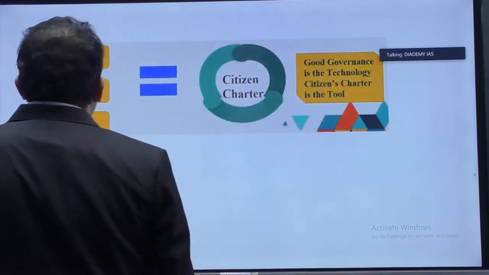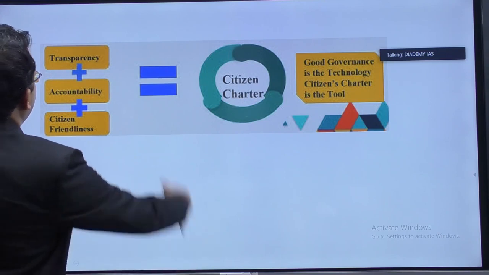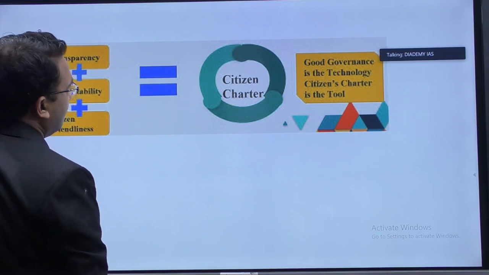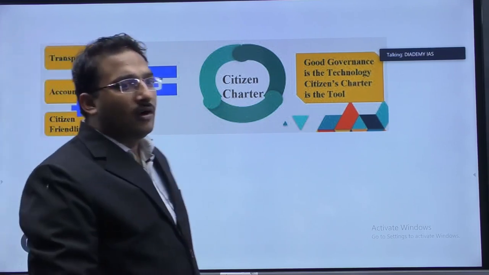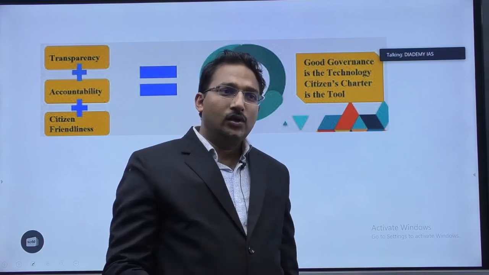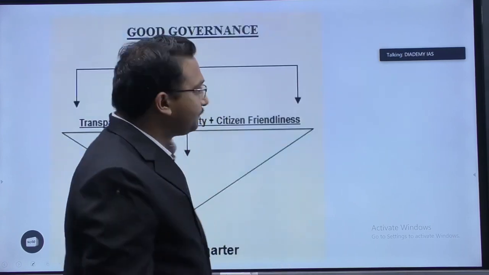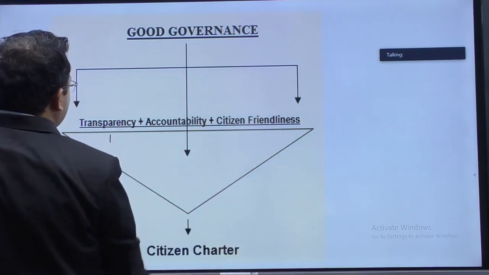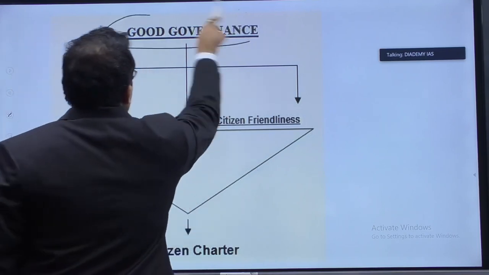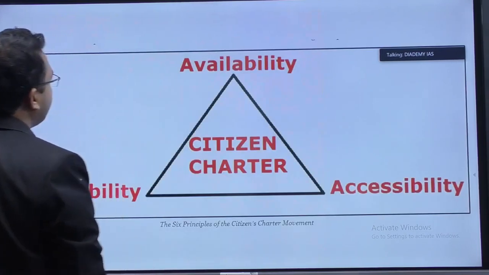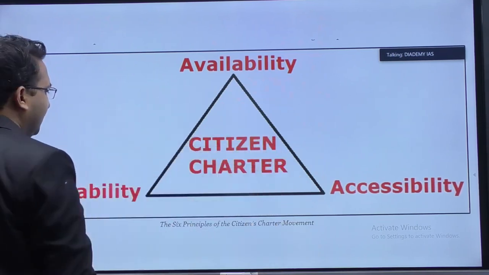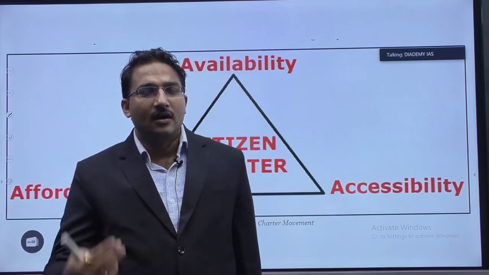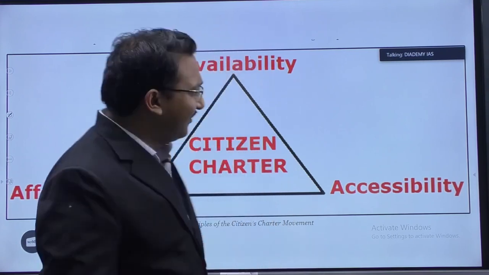Next is to show some definitions, right? Transparency plus accountability plus citizen friendliness is equal to citizen charter, right? You can use this kind of interlinkages. You can use this kind of innovation as well, right? Good governance, again, transparency plus accountability plus citizen friendliness, citizen charter. So the linkage between good governance and the citizen charter, right? Availability, accessibility, affordability. This is a geometrical figure, a triangle. You can use it in citizen charter. You can use it in different kinds of security, food security, financial security and all, right?